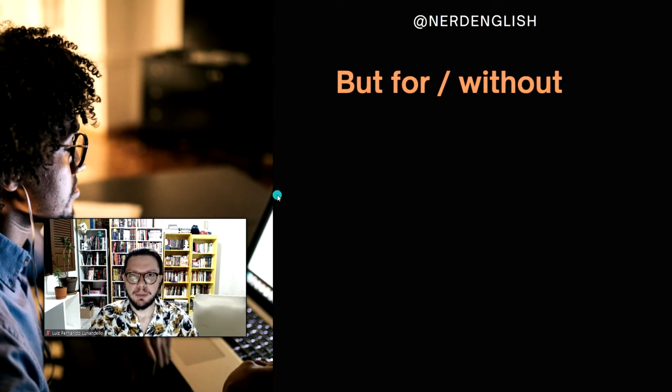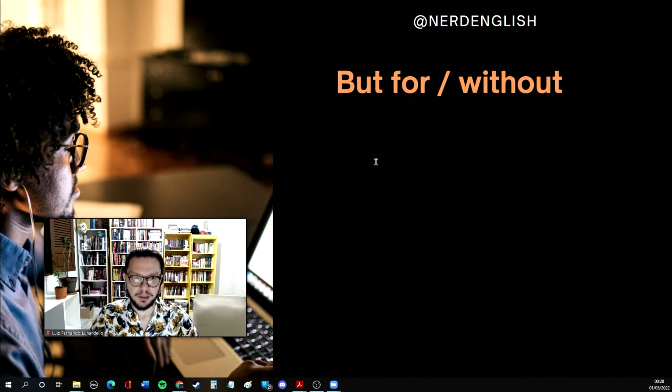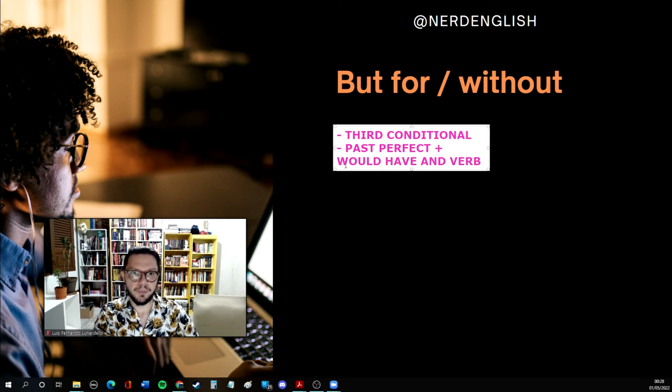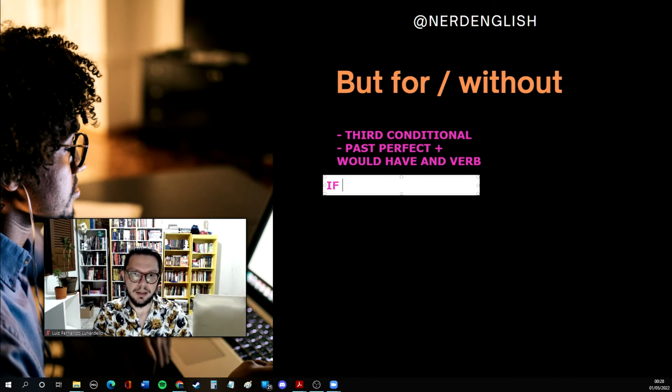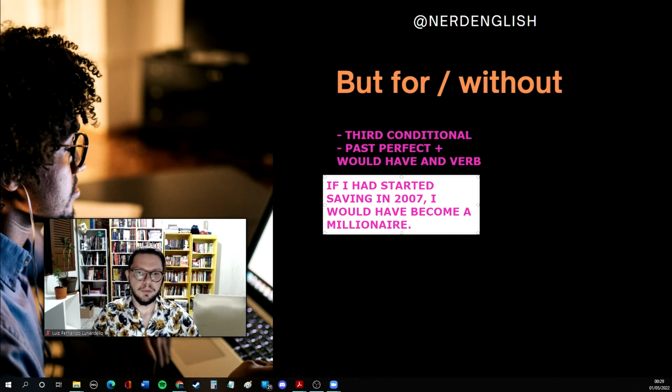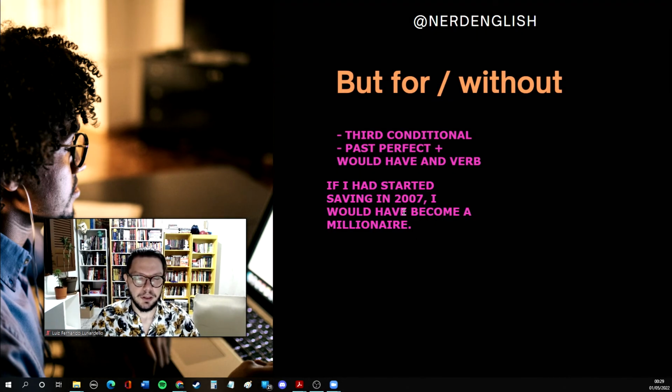Oh, these are my favorites, right? So, we are going to use both of them in third conditional. That's the best idea, okay? In the third conditional. For those that don't remember, is when we have past perfect plus would have and verb. So you have something like, if I had started saving in 2007, I would have become a millionaire. All right? This is the third conditional, okay?